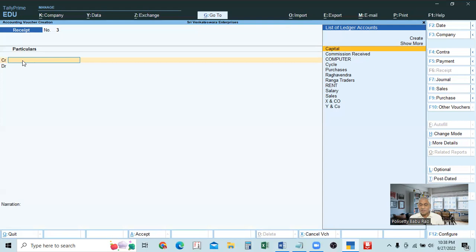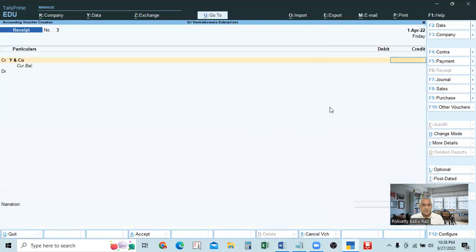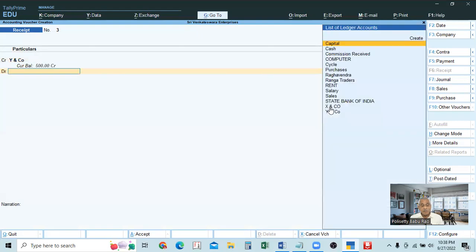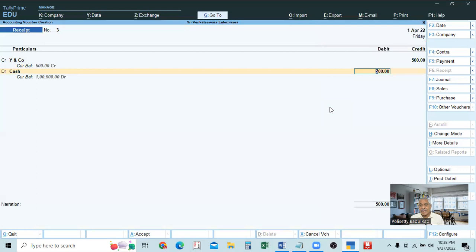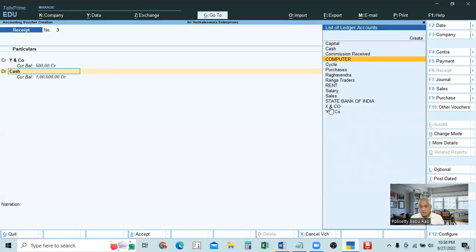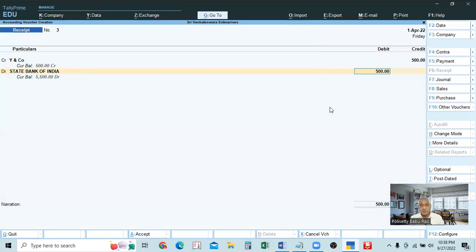Suppose you are receiving from X, Y and Co, for example. Y and Co is to pay 500 rupees. Then for debit, what you are receiving: if receiving cash, select cash, or if receiving through cheque, for example State Bank of India. So every voucher starts with the source, from where we are receiving.